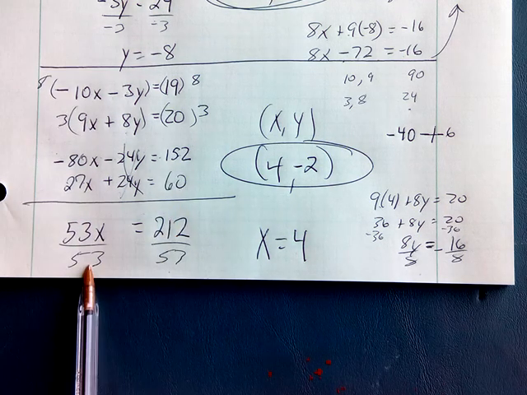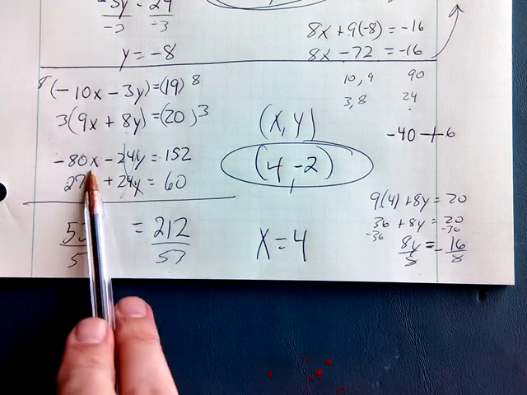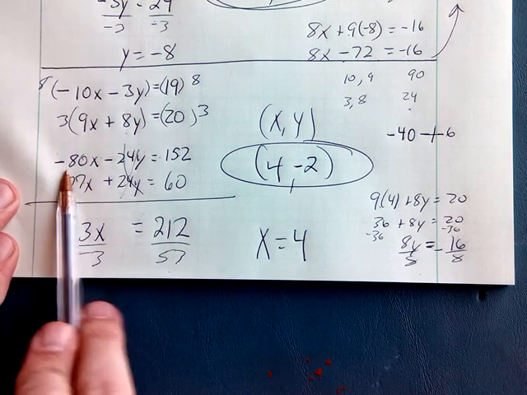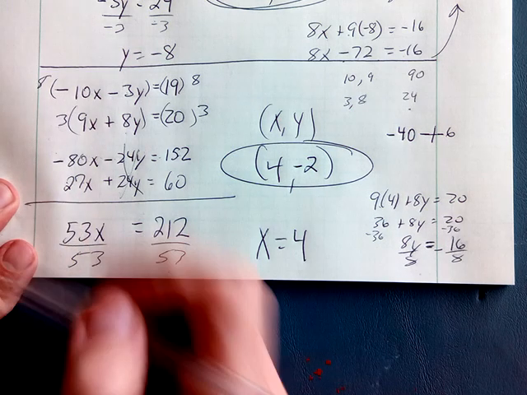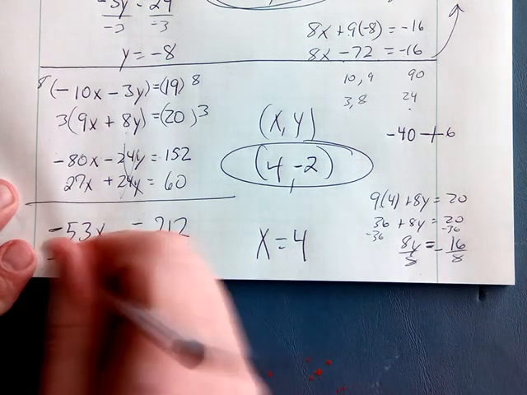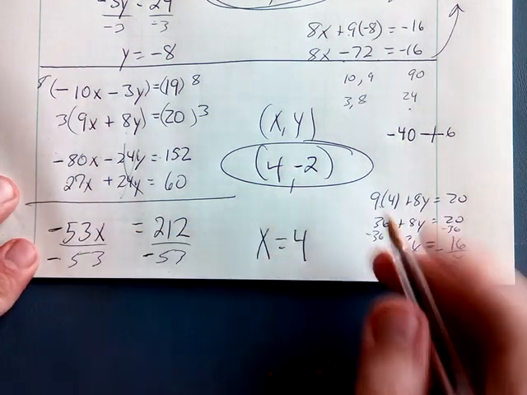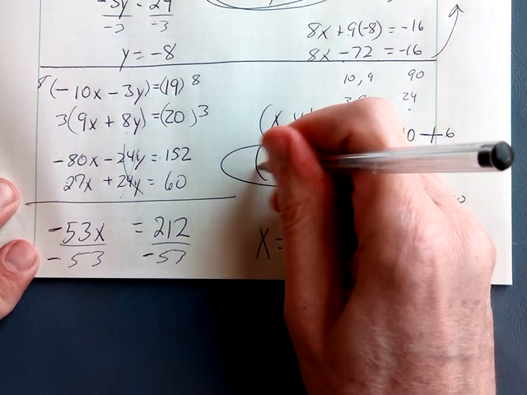212. That's positive. Right here's where I went wrong. See where I made my mistake? I found my mistake. This is a negative 80 plus 27. This is a negative 53. That's a negative 4, not a positive 4.